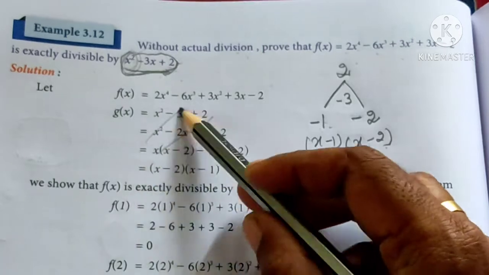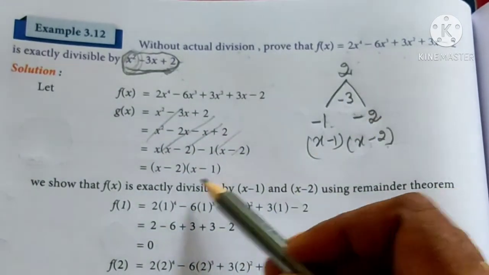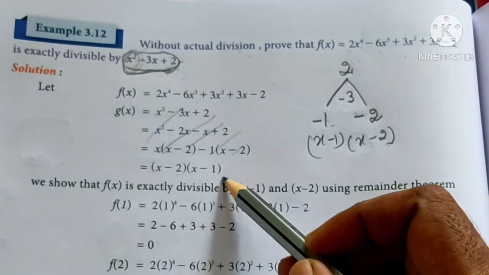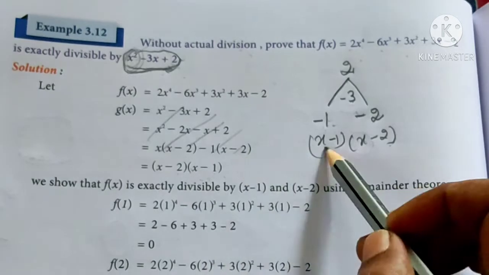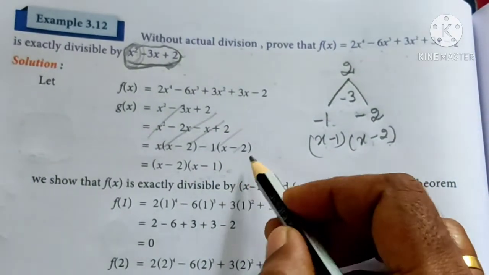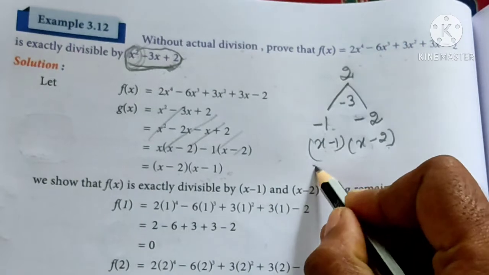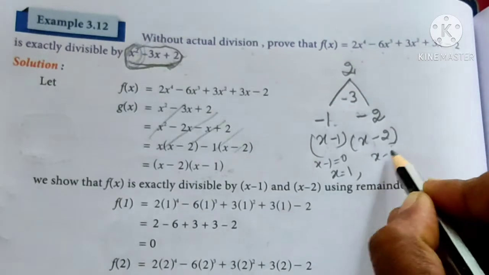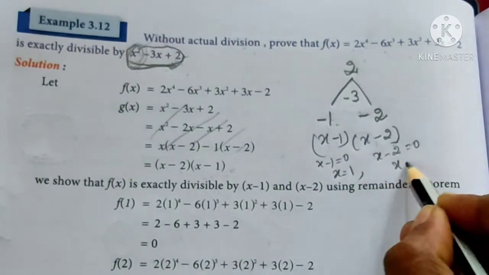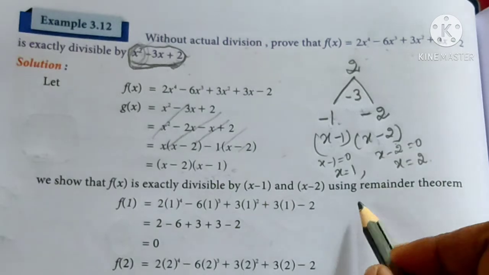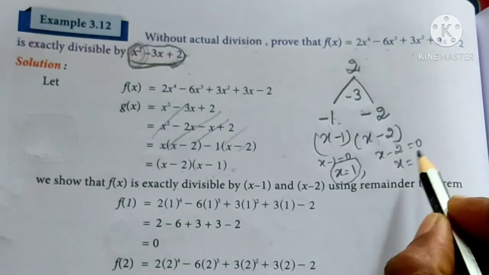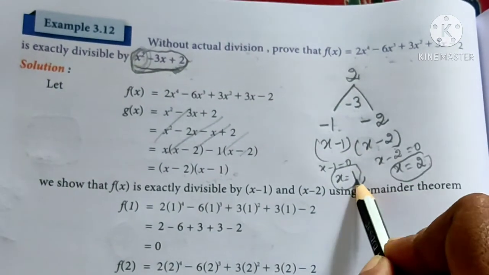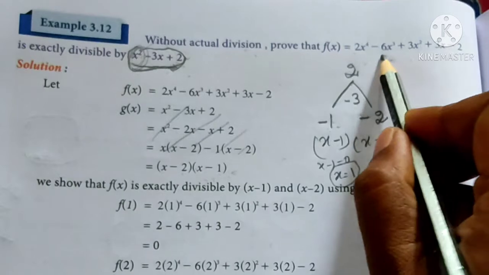We use this method and complete it. x minus 1 into x minus 2 or x minus 2 into x minus 1, same meaning only. So, what's the value of x? If you take x minus 1 equal to 0, then x value is 1. x minus 2 equal to 0, we get x value is 2. So substitute x equal to 1 and x equal to 2 in the given polynomial.